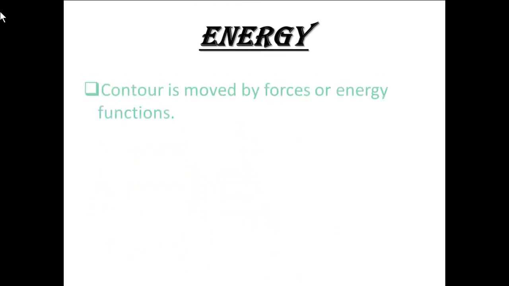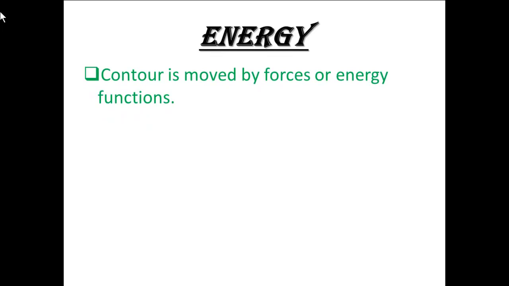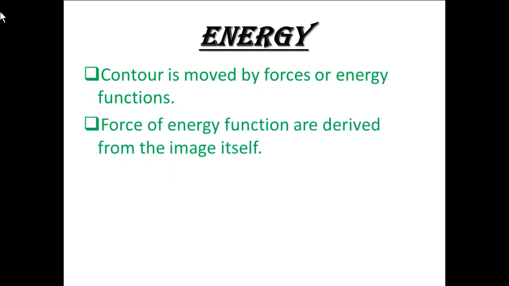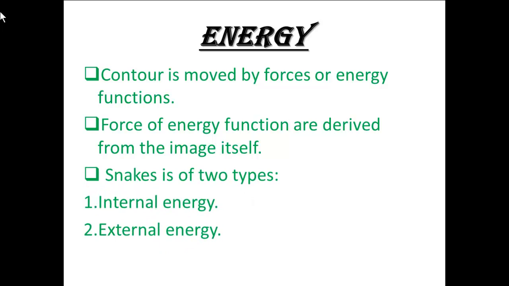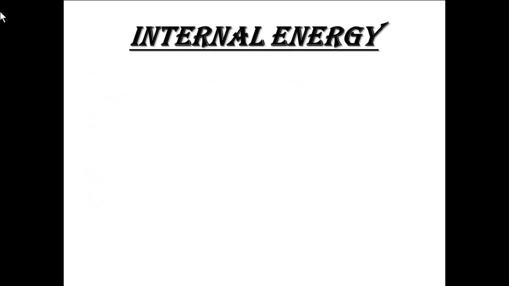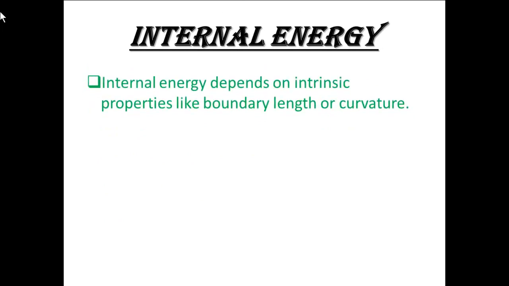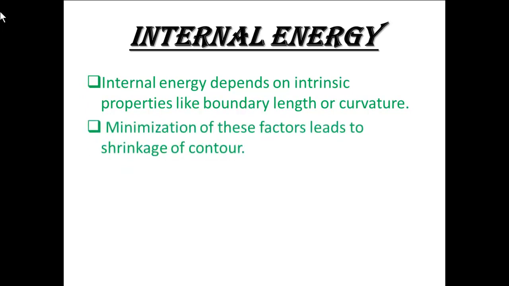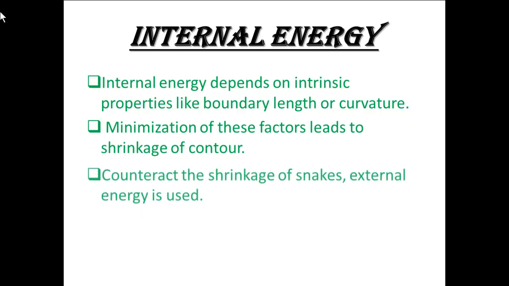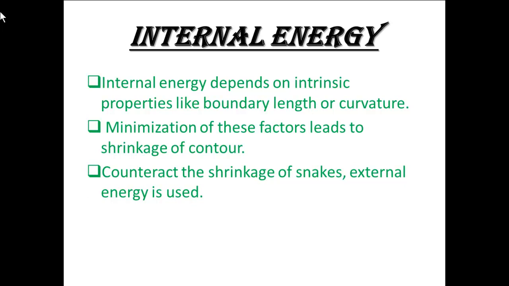Energy. The contour is moved by forces and energy functions. The force of the energy functions is derived from the image itself. Snakes have two types of energy: internal energy and external energy. Internal energy depends on intrinsic properties like boundary, length, or curvature. Minimization of these factors leads to shrinkage of the contour. To counteract the shrinkage of snakes, external energy is used.